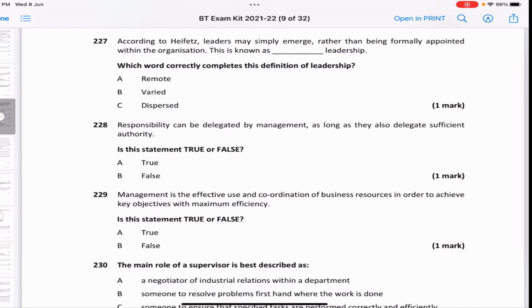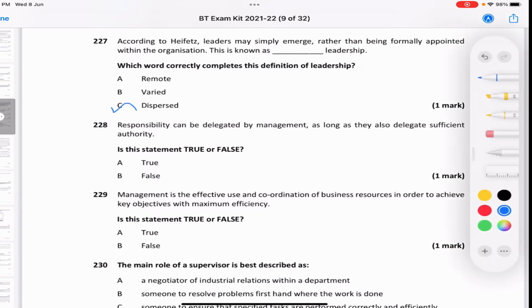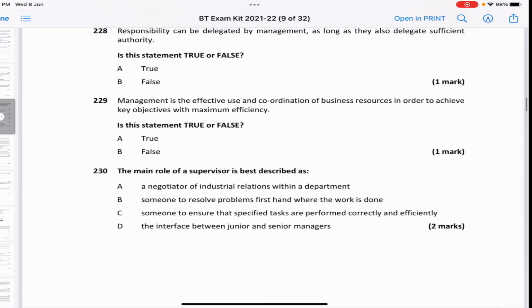According to Hayfields, a leader may simply emerge rather than be appointed. So this is nothing but what Hayfields said. If you can recall, he spoke about dispersed leadership. Responsibility can be delegated by management as long as they also delegate sufficient authority. Is this true or false? What we have always seen is that authority can be delegated, but responsibility can never be delegated.